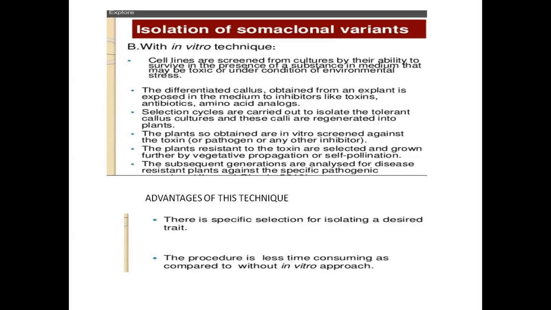Okay, so the plants are in vitro screened against the toxin. So if it grows, that means it is resistant. If it is able to grow and develop into callus, they are able to develop shoot tips and root tips, and they are able to develop into plantlets with the inhibitory substance in the medium. That means they are resistant to the chemical. So in subsequent generations, the plants resistant to the toxin are selected and grown further by vegetative propagation or self-pollination, and then after many generations only it is given to the field. Okay, so subsequent generations are analyzed for disease resistant plant against a particular specific pathogenic organism.